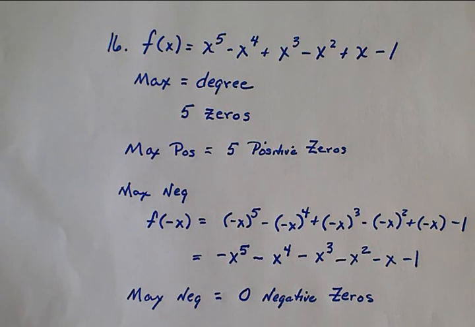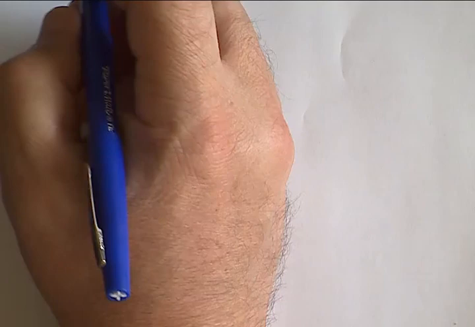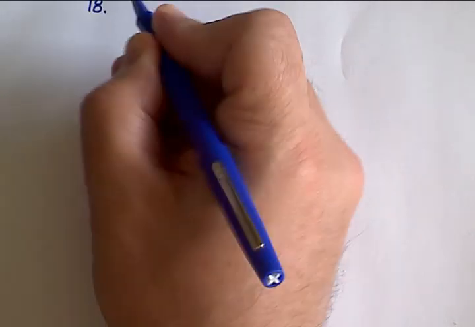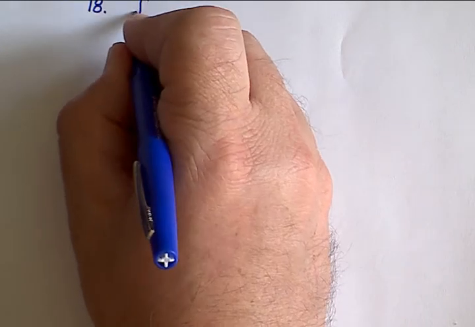I need to know what's the maximum number of zeros that it has, the maximum number of positive zeros, and the maximum number of negative zeros. On 17 and 18, there are only 2 problems in this group. What I'm asking you to do here is to find a set of potential rational zeros. In other words, what are some numbers that are possible that could work? And they found a little process for this, which was kind of nice.